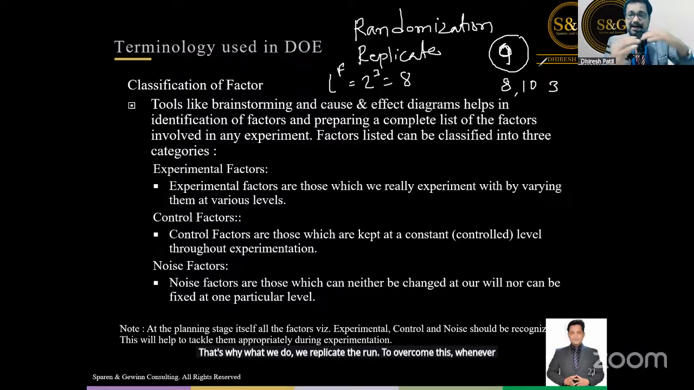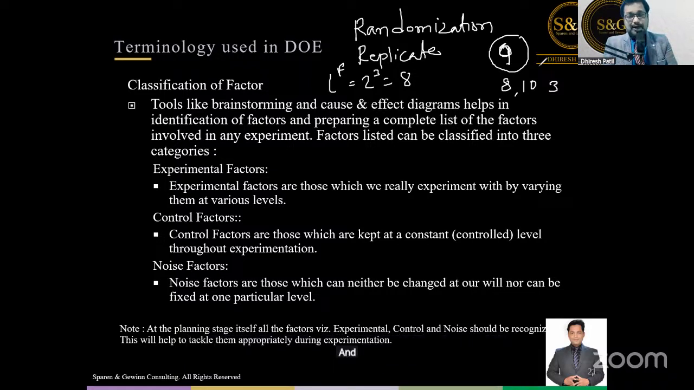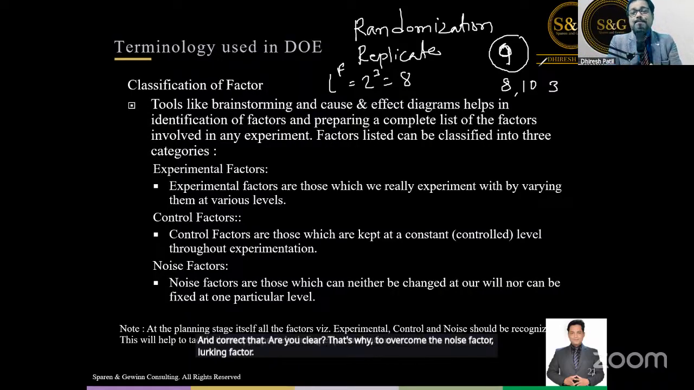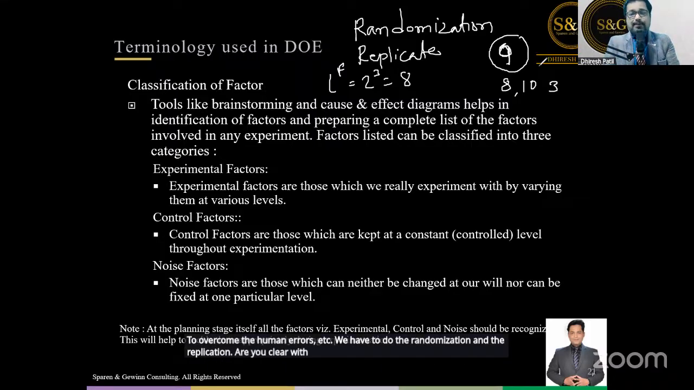Whenever you find that kind of deviation, we run that experiment again and correct that. Are you clear? That's why, to overcome the noise factor, lurking factor, human errors, etc., we have to do the randomization and the replication. Are you clear with this? Just type yes in the chat box.